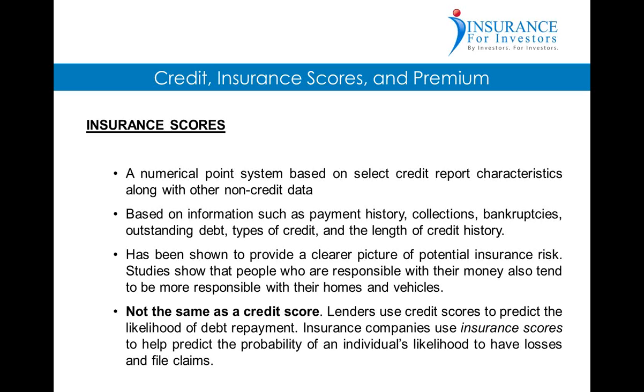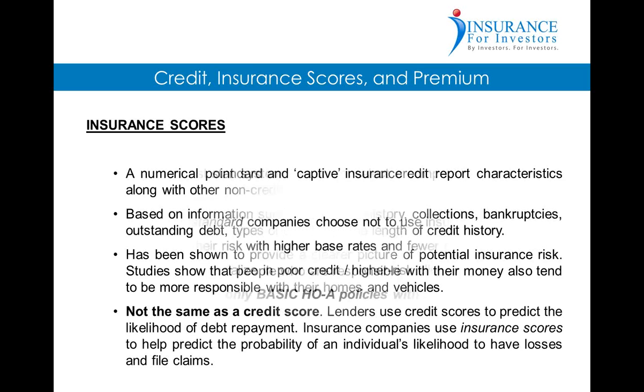You want to get a credit card, you want to get a loan, I'm going to look at how you've paid your bills in the past to determine whether or not I want to extend credit to you. Insurance companies use insurance scores, which use some select credit data to help predict the probability of an individual's likelihood to have losses and file claims. Other things that come into insurance scores are prior claims history, possibly the geographic location of the property, age, gender. There are other non-credit related issues that are considered in insurance scores.